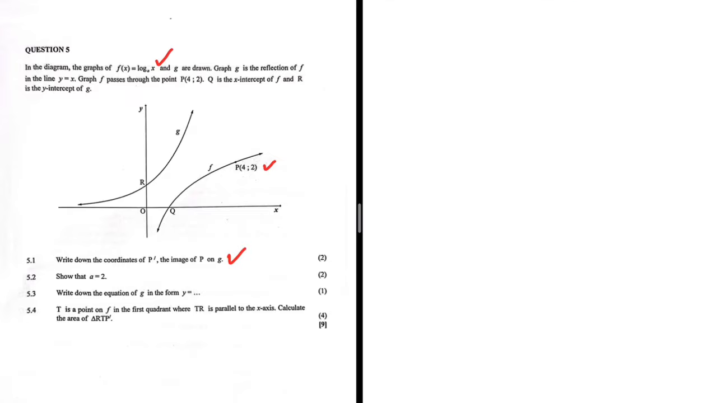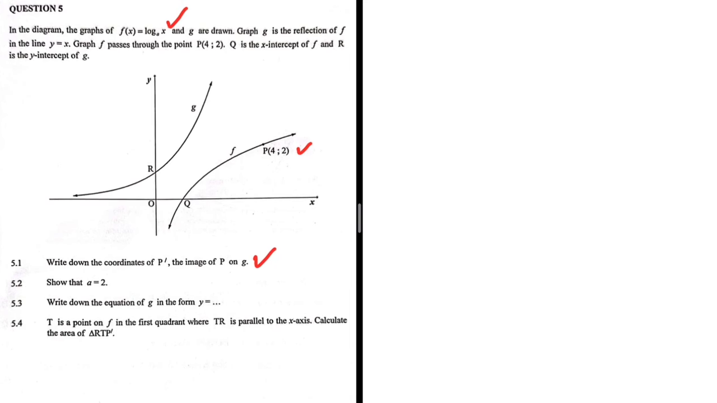5.4, quite an interesting question. Let's take a look. T is a point on f in the first quadrant, where TR is parallel to the x-axis. T is somewhere here. Let me just join the two points. That is where T is located because we need TR to be parallel to the x-axis. Calculate the area of triangle RTP, where P prime is the one we get when we reflect P on y equals x. Let's see how we can possibly calculate that area.